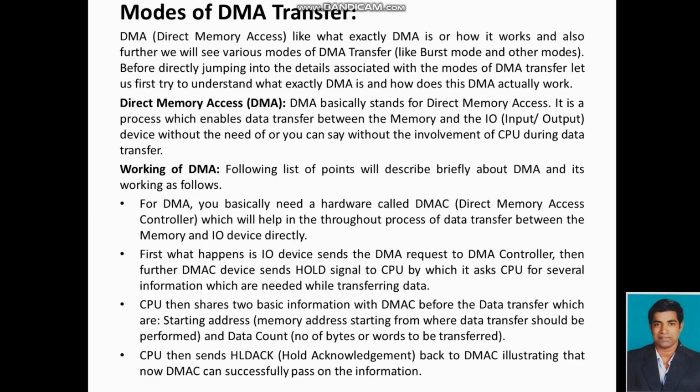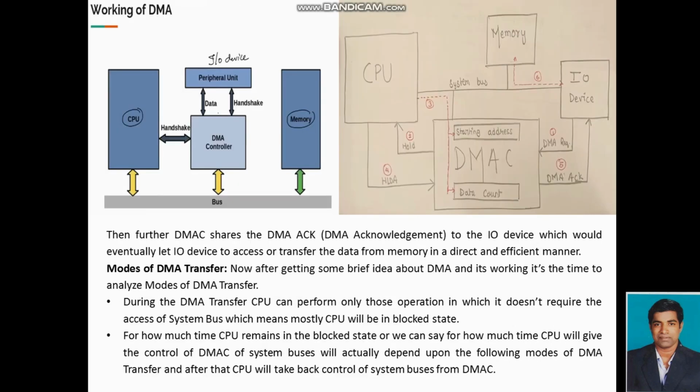The CPU then shares two basic pieces of information with the DMAC before data transfer, which are the starting address, that is the memory address from where the data transfer should be performed, and the data count, the number of bytes or words to be transferred. The CPU then sends the hold acknowledgement, HLD ACK, back to the DMAC, illustrating that now the DMAC can successfully pass on the information. Then the DMAC shares the DMA acknowledgement to the IO device, which would eventually let the IO device access or transfer data from memory in a direct and efficient manner. This is the working principle of DMA.